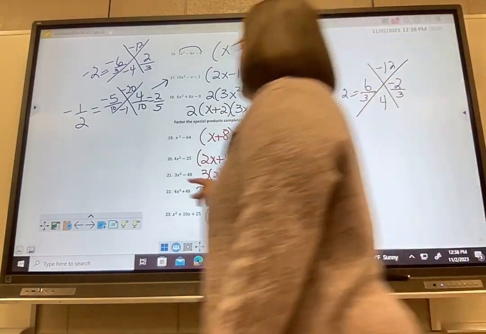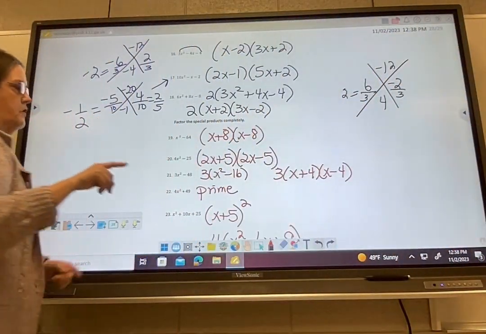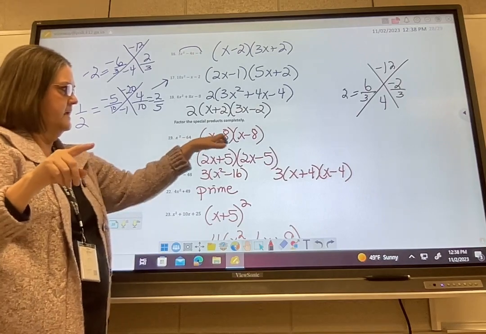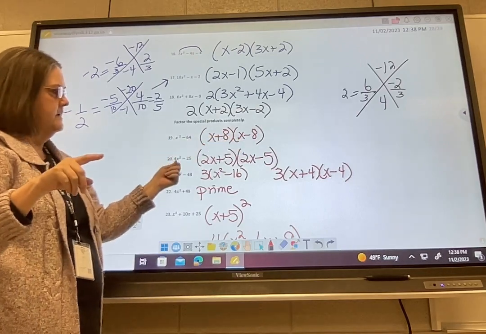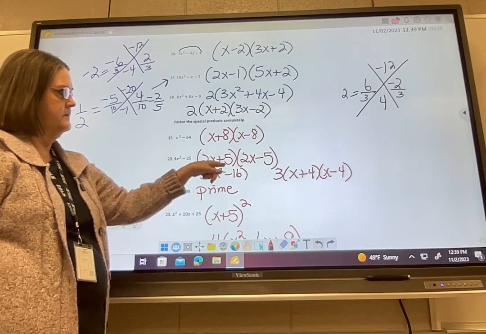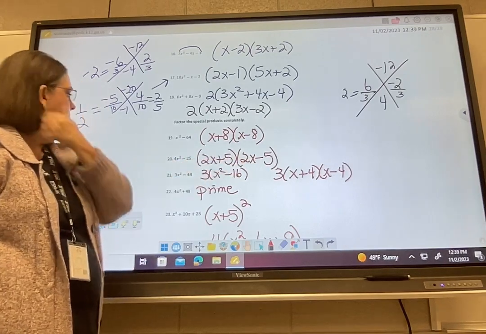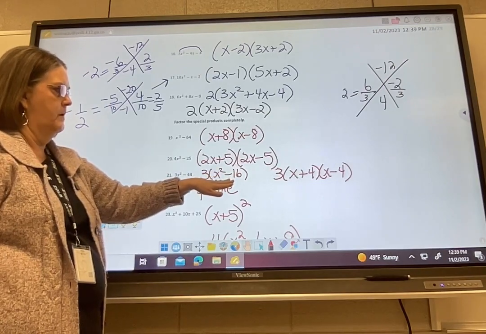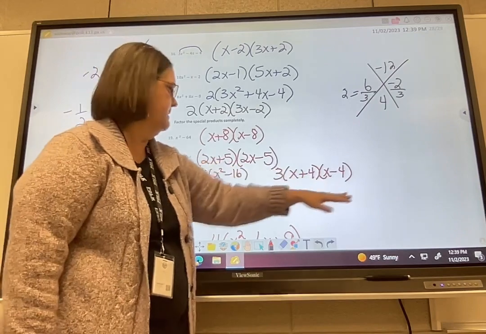Okay, special products, remember we square root the first, square root the last, and go plus minus. So x plus 8, x minus 8. Same thing on this one, square root them both. That gives me 2x plus 5, 2x minus 5. This one had a GCF of 3. I pull it out, and then I square root both of them. X plus 4, x minus 4.